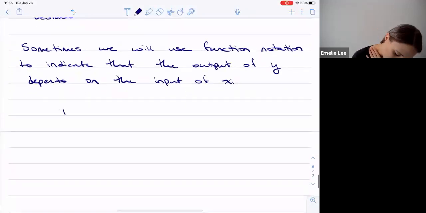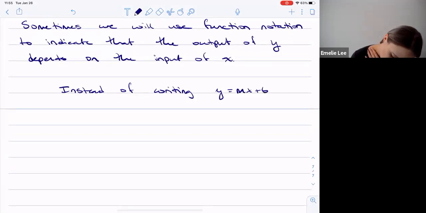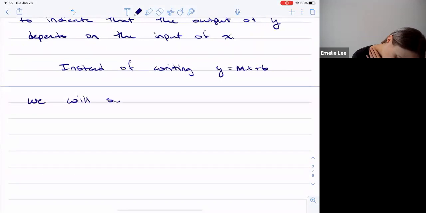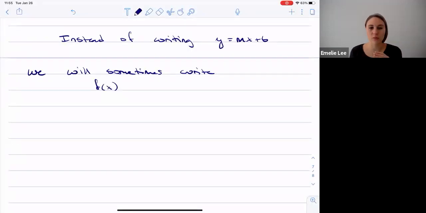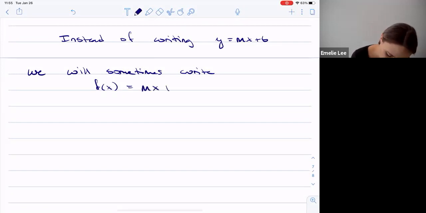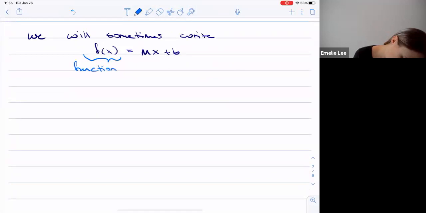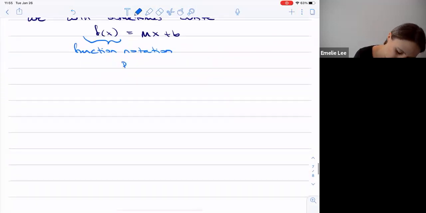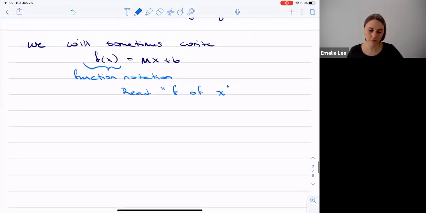But instead of writing y equals mx plus b, we will sometimes write f of x, okay, and we'll talk more about that in a little bit here. So f of x equals mx plus b. Okay. So this is function notation. And you read it as f of x. Which means it's a function of x. So f depends on the input of x, right?